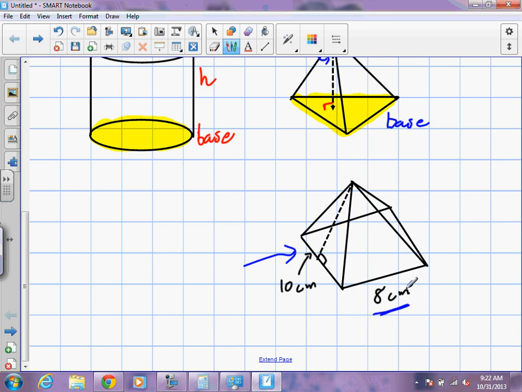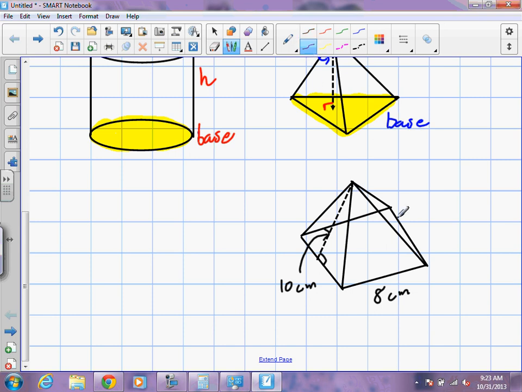We have the distance of 8 here. We're not entirely sure what this base is. This 10 is pointing to this line here. Maybe I should make that a little clearer. But the 10 centimeters is referring to the distance up this triangle. In order to find the volume, we need to find the area of our base, and we also have to find the height of this triangle.